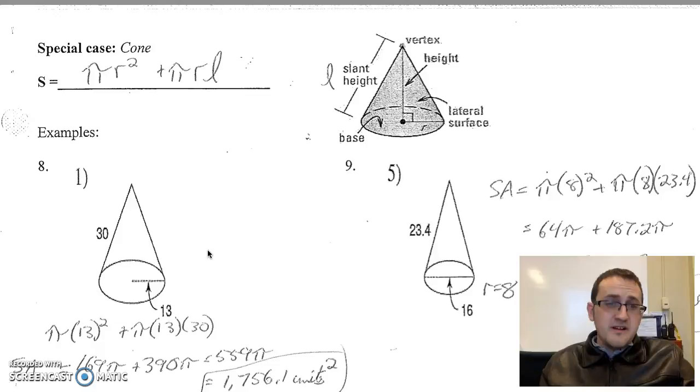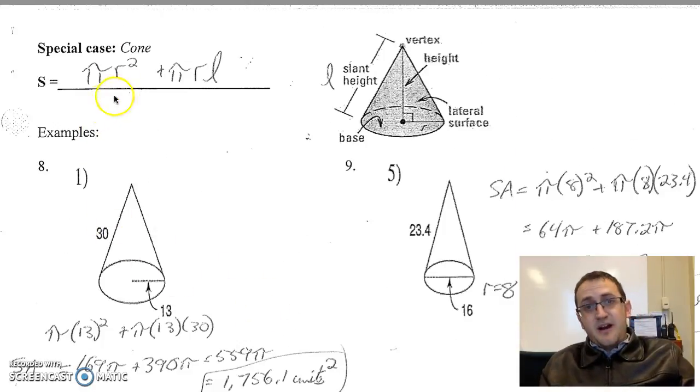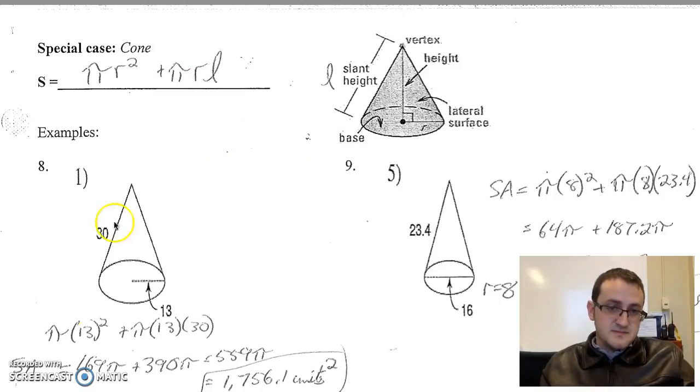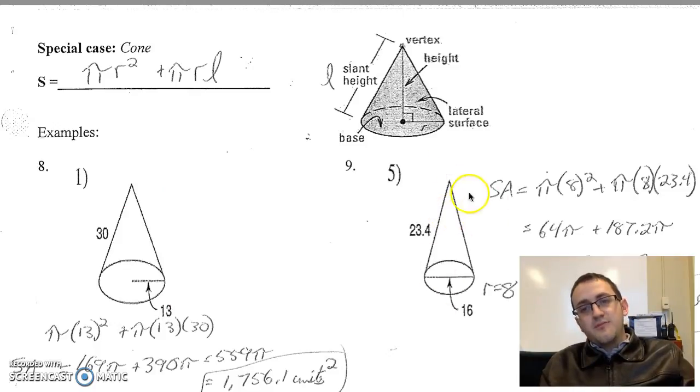Now what if you have a cone? What you can do with the cone, it's pi r squared plus pi r times the slant height. And the slant height of a cone is just basically like if you just imagine the edge of an ice cream cone. So 30 would be the slant height here, 23.4 would be the slant height here. So I have in this one pi times 13 squared, 13 is my radius. So I have pi times 13 times 30.